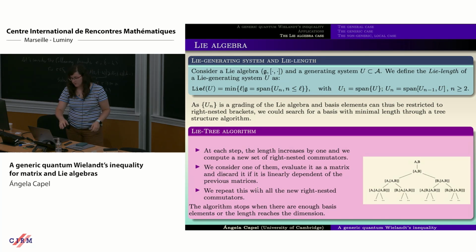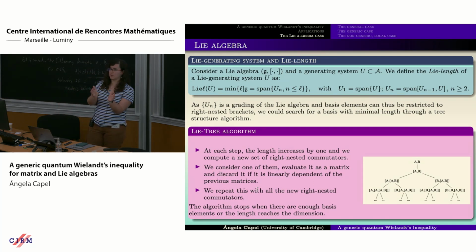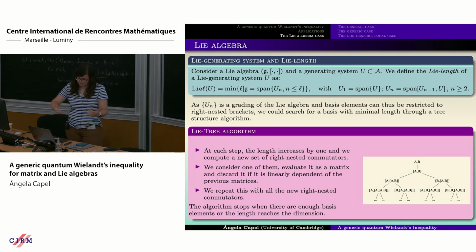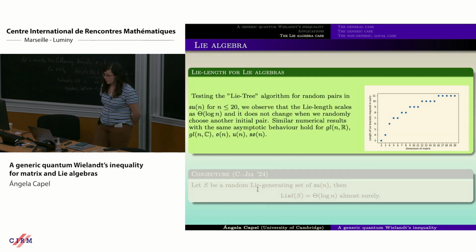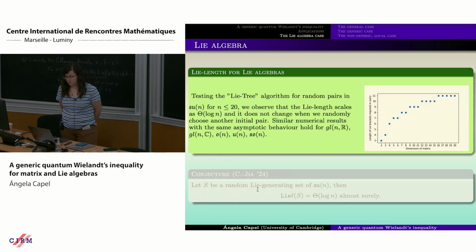And then, of course, the algorithm stops when, at some point, you have at least n squared different elements. Well, n squared, no, it depends on the Lie algebra. So when it reaches the dimension of the Lie algebra, essentially. So when you use this algorithm, you can do numerics. And this is the first thing that we did. We did numerics because, of course, the problem analytically was much more difficult to deal with. And what we saw was this behavior that I'm drawing there. So, of course, it's not that we could go very far. I mean, we could go only until 20. So this is not super significant. But we did this for random pairs in SU(N), and we did this for GL(n), O(n), and so on and so forth.